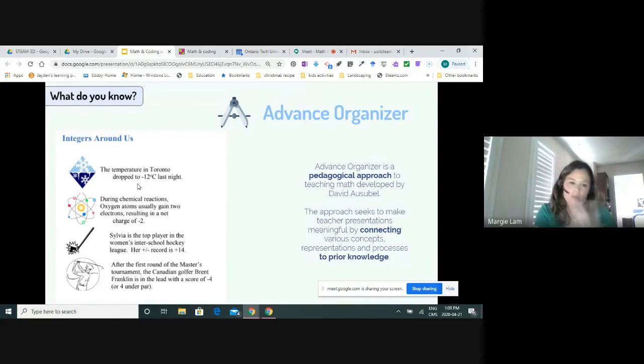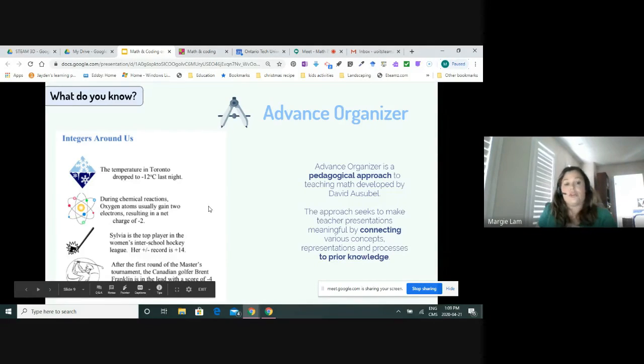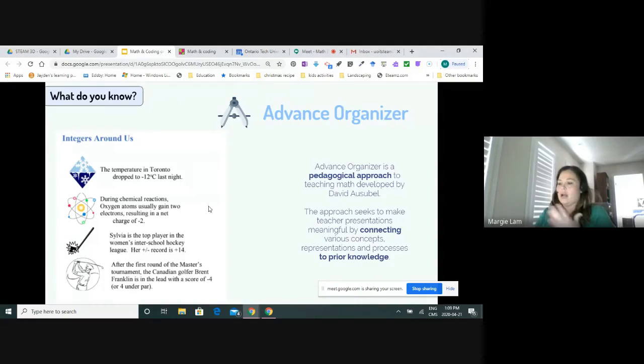Below 0, -1, -2. But you could also talk about chemical reactions. With ions, we know there can be negatively charged and positively charged. So you now can see the negative number there. For your sports or your athletes, a lot of times looking at their positive or negative record can help them understand a positive number, but also a negative number. And of course, anyone who loves golf will know under par. So these are just some examples of how you could make the connections with students' previous knowledge.